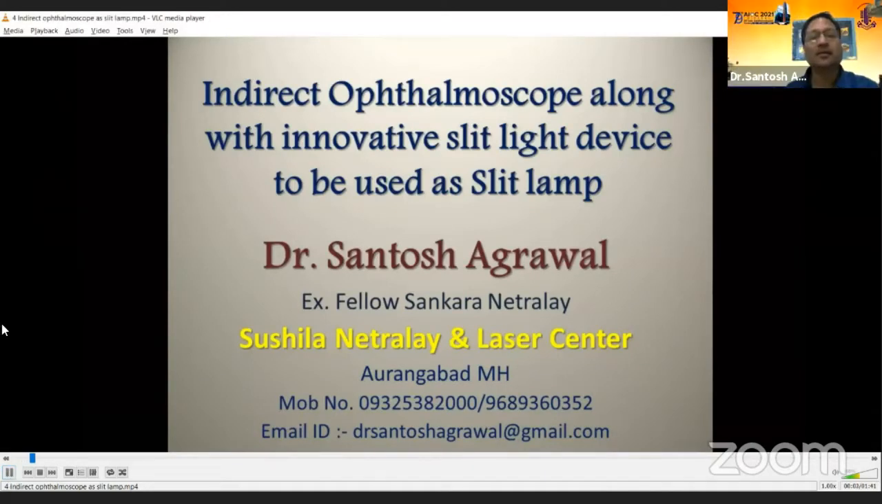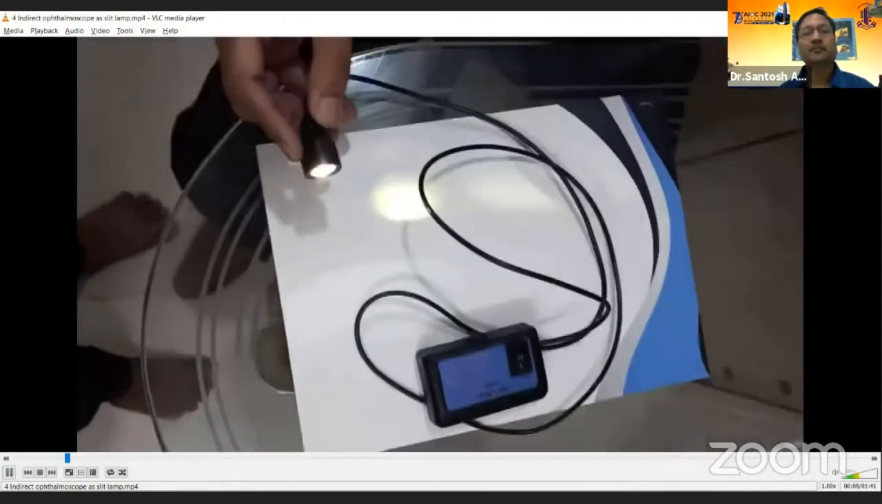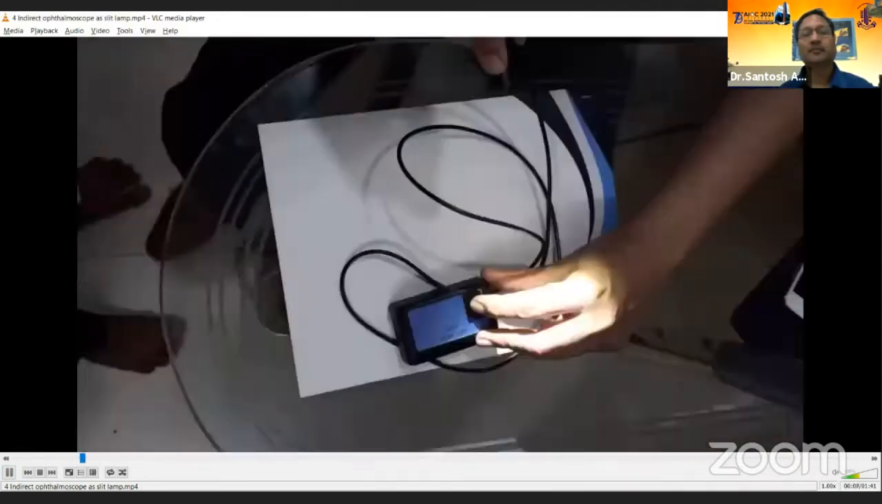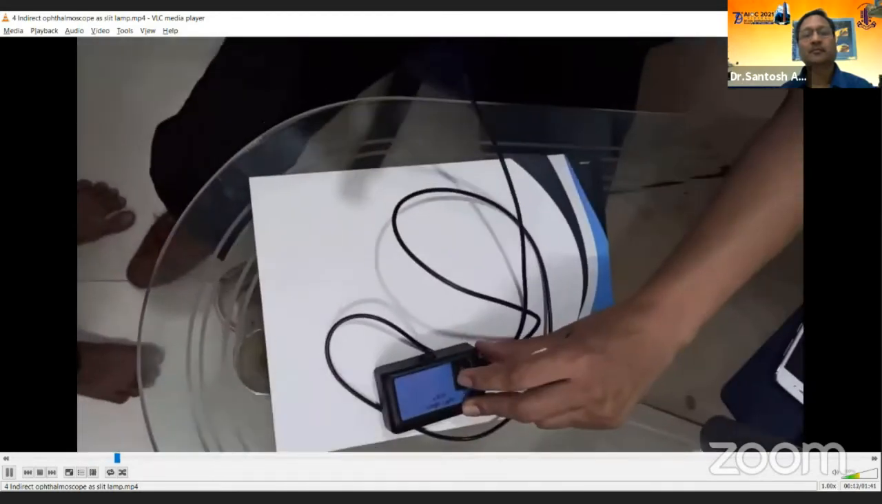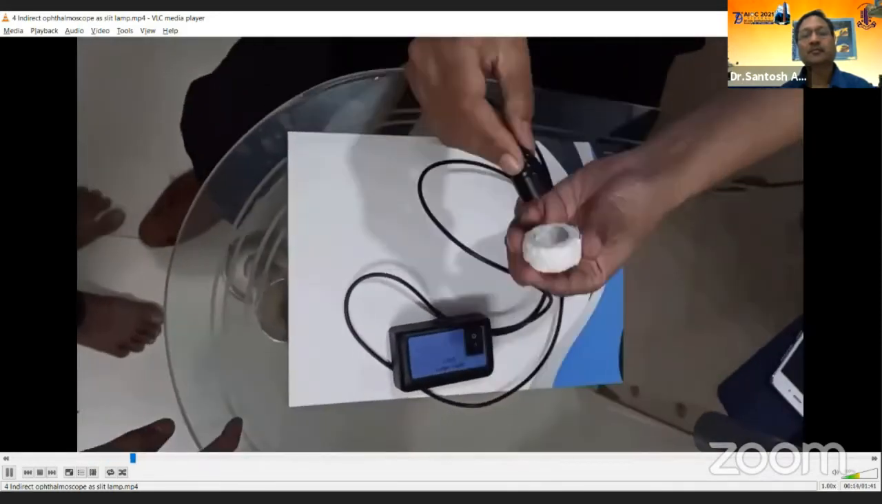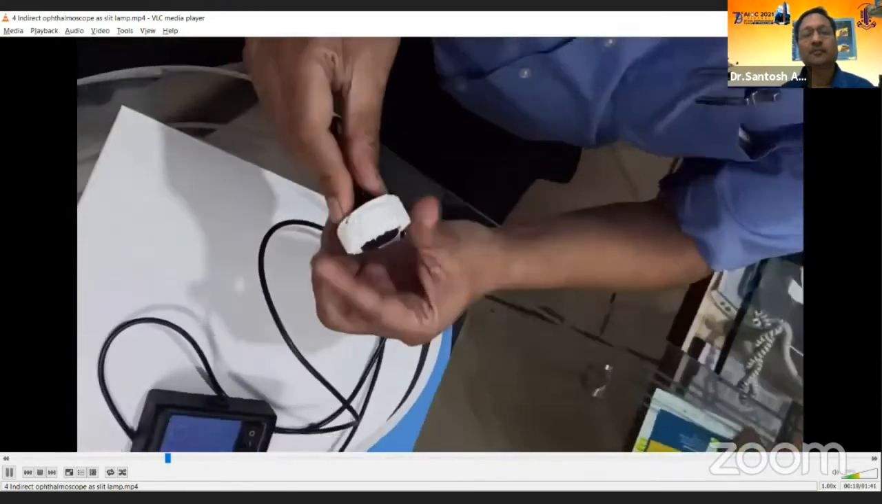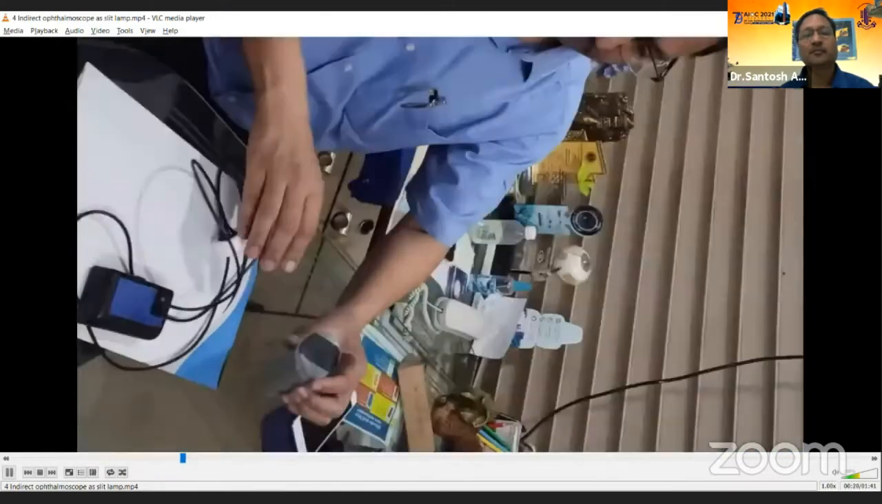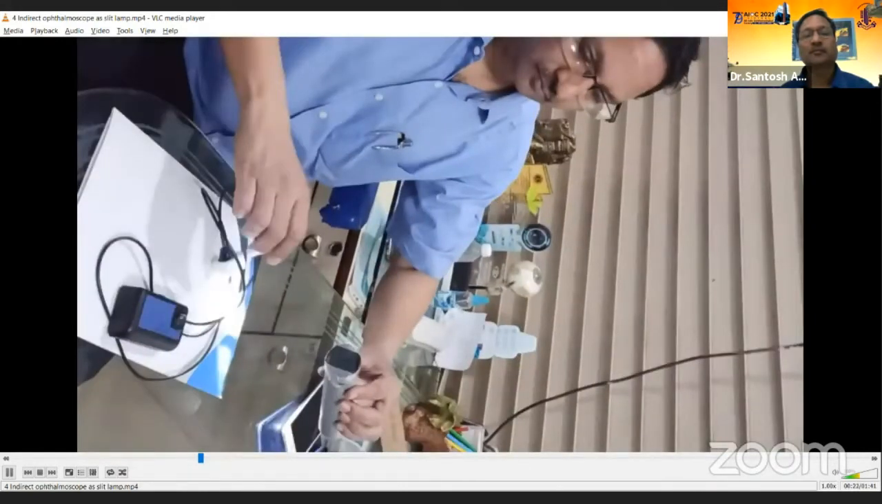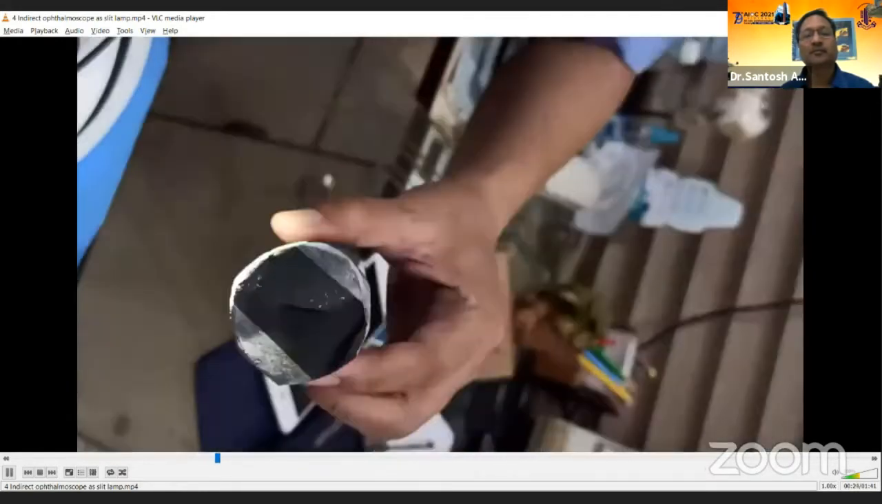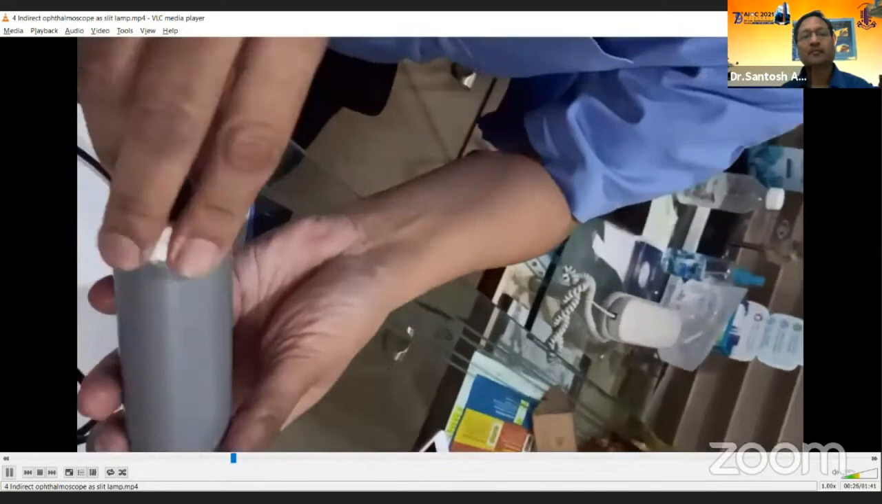I am going to present a new device which can be utilized along with an indirect ophthalmoscope as a slit lamp. So with the indirect ophthalmoscope, after examining the retina, we can also see the anterior segment structures with the slit images. So I have devised a slit lamp like structure. This device has an LED light system with an on and off switch, and this is a pipe.